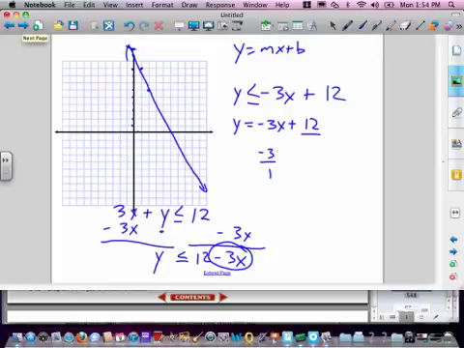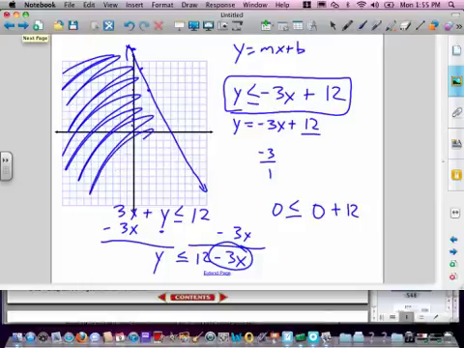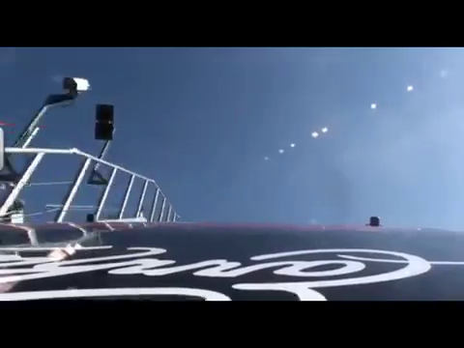And then I've got to figure out, okay, going back to my original, or at least the part with the inequality in it, I put in zeros because those are easy. 0 less than or equal to 0 plus 12. Is 0 less than 12? Yeah, so the side with the 0, 0 on it, the origin, would be included. So all of this gets included in my graph, so the graph should look something like that when I'm all done.